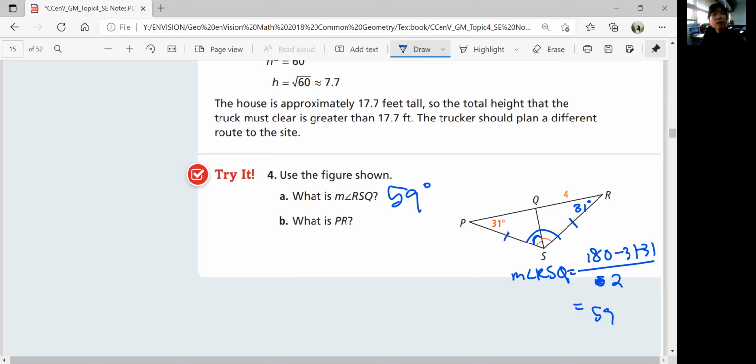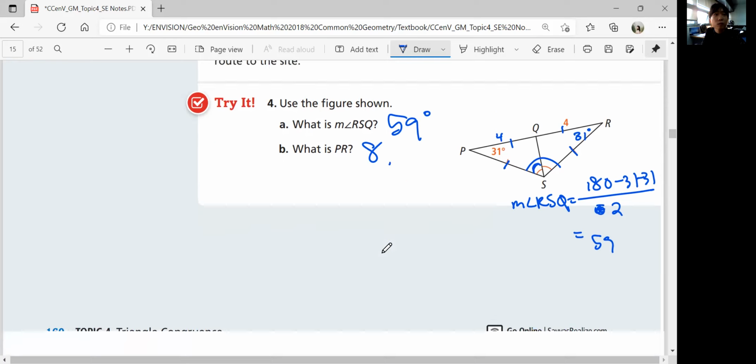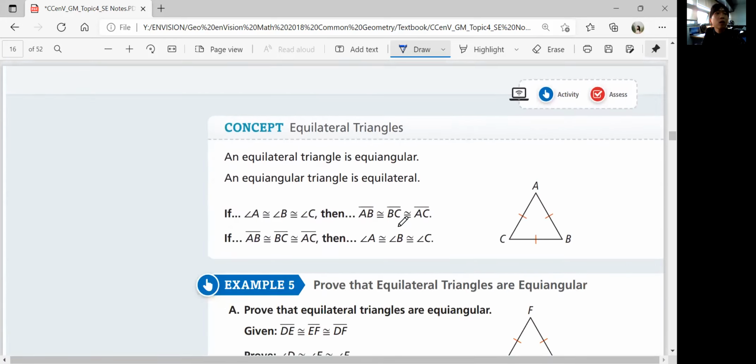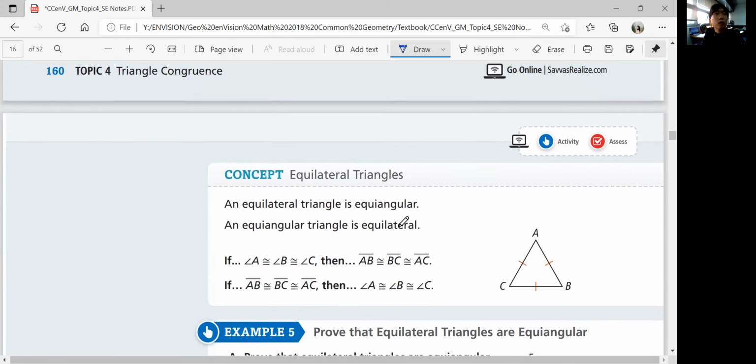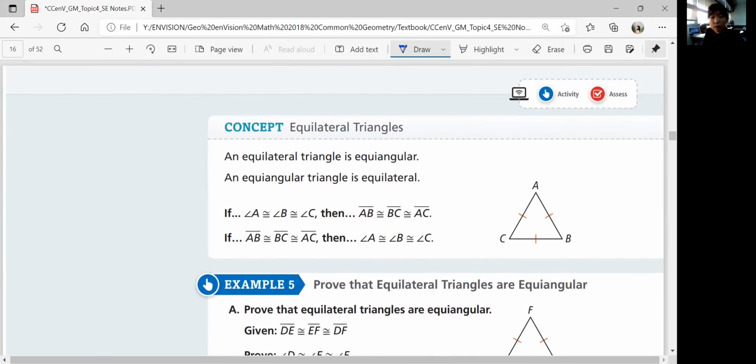What is the length of PR? If this is a perpendicular bisector, because you have the same angle here and the same side length, we know that these two side lengths are going to be equal, right? So that's 4, and PR is the total side length of the base, which is 4 plus 4, 8. Okay? So next page, equilateral triangles.